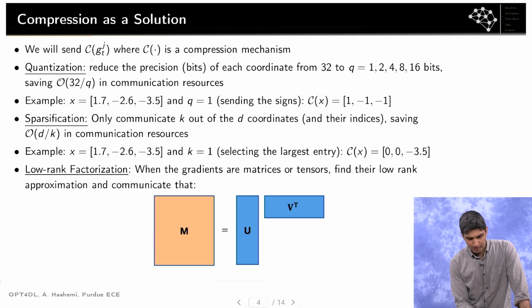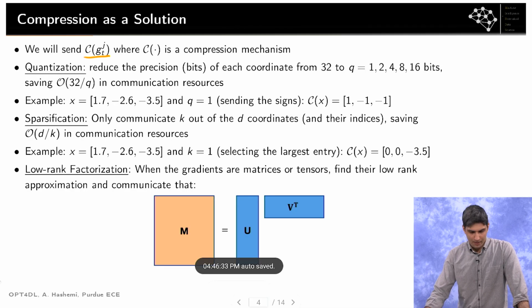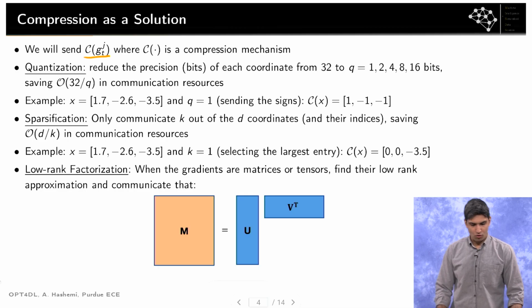Essentially, the idea is that instead of calculating the true gradient or a stochastic gradient, we're going to send C of g, where C is some compression mechanism. Okay. So let's discuss some examples of what this compression mechanism could be. But again, the idea is that it is a mechanism that reduces the precision of our message, in this case, the gradient. Okay? So a simple example is quantization.